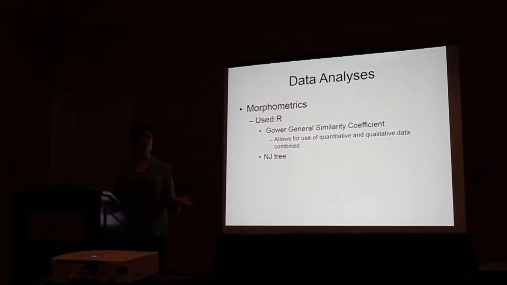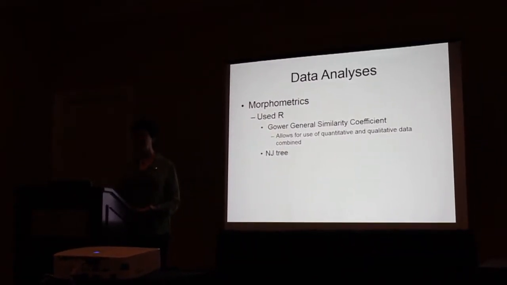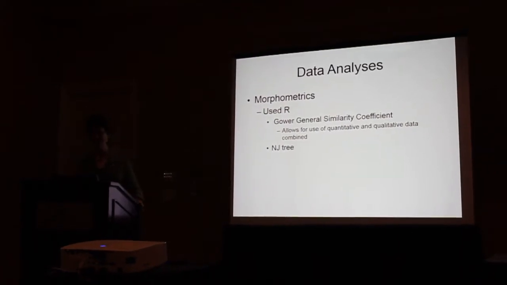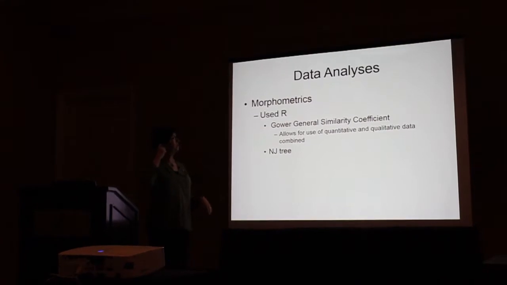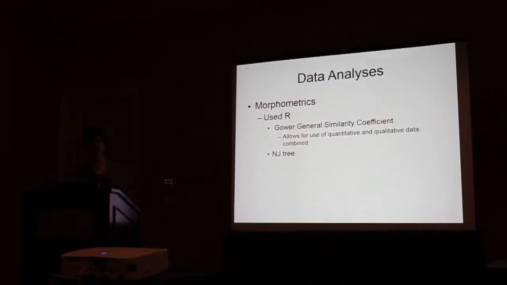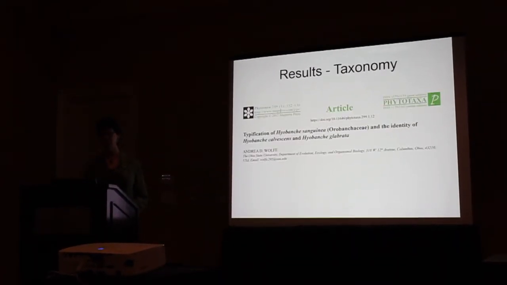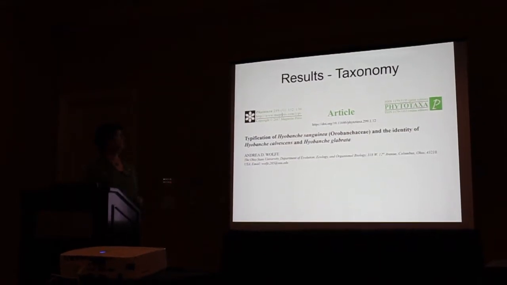Now, I'm an old dog, and this is a new technique, and all my students know how to do all that programming and everything, but I decided that I was going to learn how to do R, and I'm here to tell you, you can do it. If I can do it, you can do it. It's not that hard. I was able to use several different packages, and I used a Gower general similarity coefficient, which allows you to use quantitative and qualitative data at the same time, and then to pull together a neighbor-joining tree.